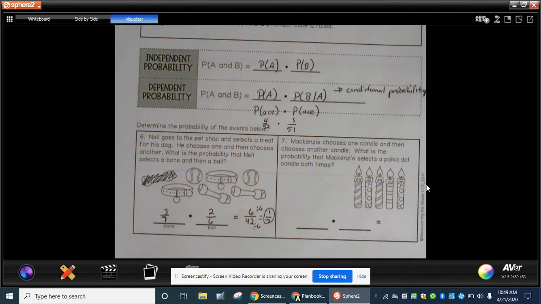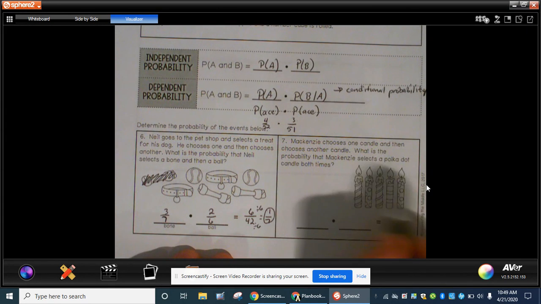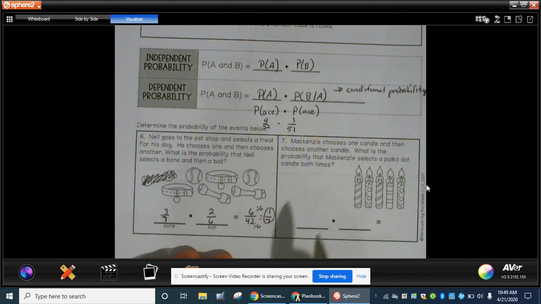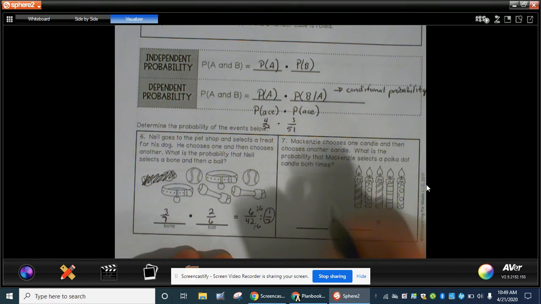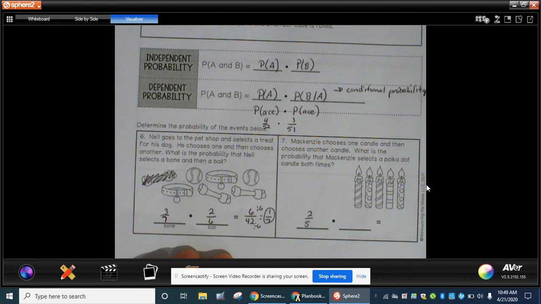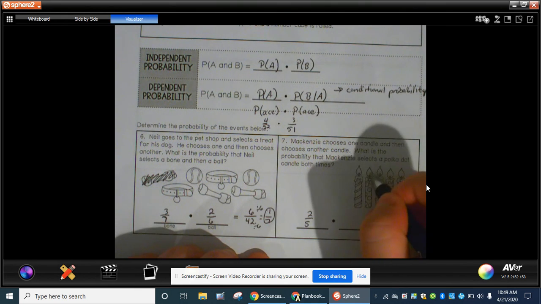Number 7, Mackenzie chooses one candle and then chooses another candle. What is the probability that Mackenzie selects a polka dot candle both times? So how many candles do we have? We have 5 candles. So the probability of choosing a polka dot candle the first time would be 2 out of 5 chances.